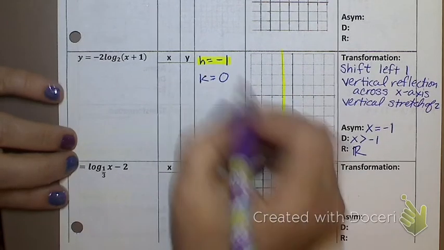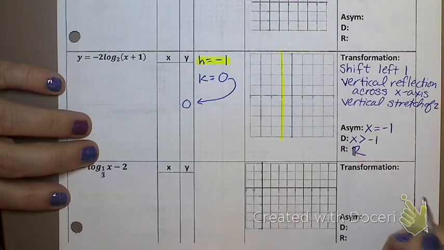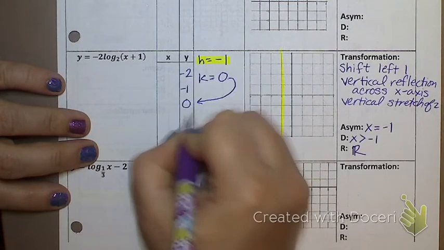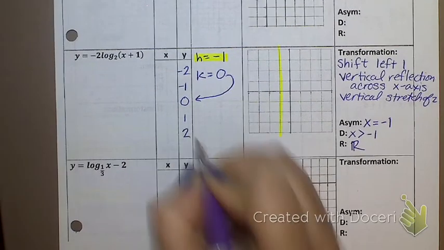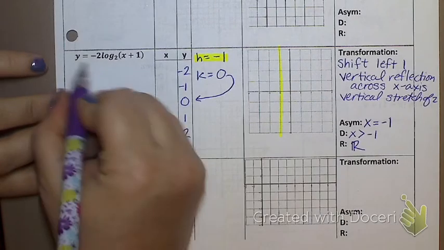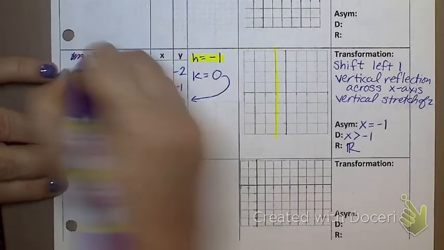What do I do next? Let's see. This guy's got to go there. And I'm going to fill in some values around there. Okay? So now what do I do? How do I plug stuff in? I got to get X by itself, right? So I'm going to move the Y to the other side.